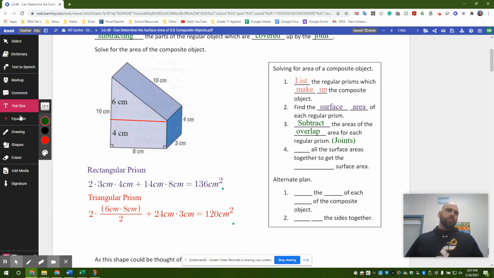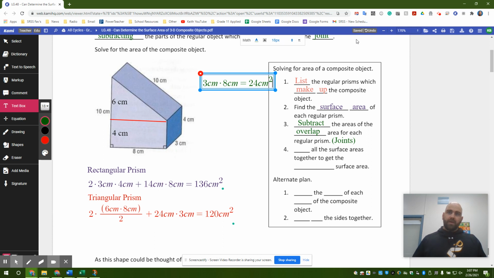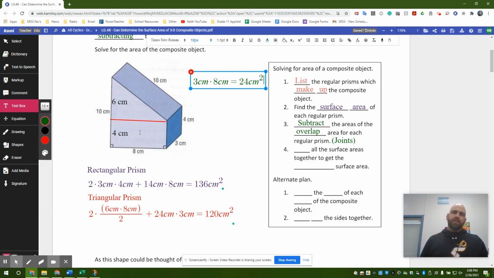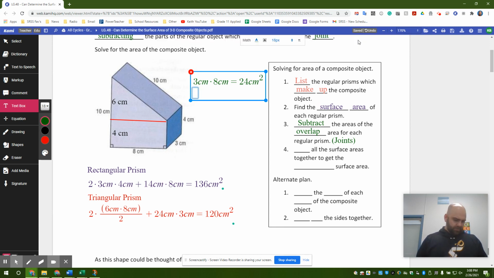Now, our joint is going to be this piece here, this rectangle that we can kind of unsee. So it's 3 by 8. We're going to do 3 centimeters times 8 centimeters equals 24 centimeters squared. And there is a joint. In that joint, there are 2 sides. We have to subtract 2 of them. So we're going to take the 24 centimeters squared and multiply it by 2 because there are always 2 sides to a joint. And so this is 48 centimeters squared.